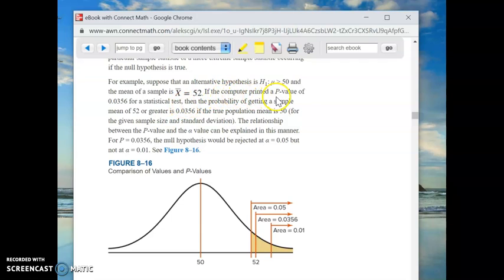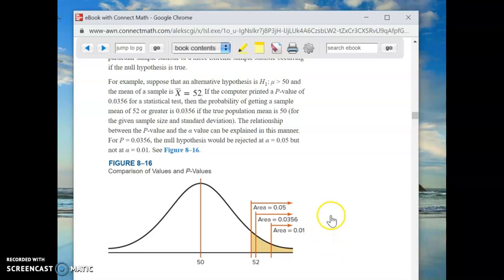Let's say the computer printed a p-value of 0.0356. This is all from a computer, not something that you would calculate. The probability of getting a sample mean of 52 or greater, in other words, going in this direction, is 0.0356. So the probability of getting a 52 or more is right here, all the way to the right. That's the area 0.0356.